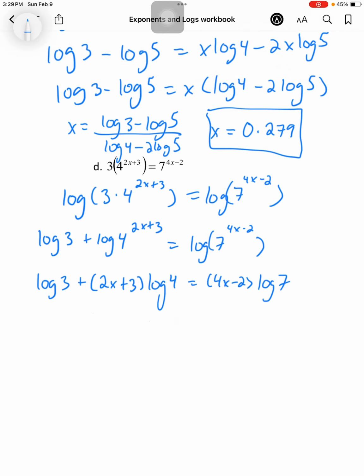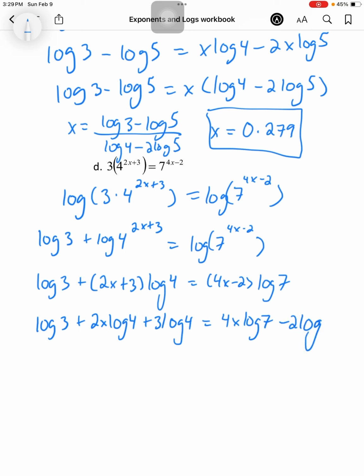So here, we just FOIL it out. So log 3 plus 2x log 4 plus 3 log 4 equals 4x log 7 minus 2 log 7. And you guessed it, now we move all the x's to one side. So for this question, I am going to move it to the right side.